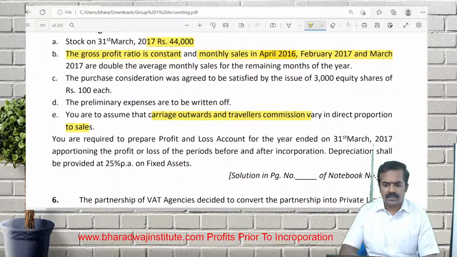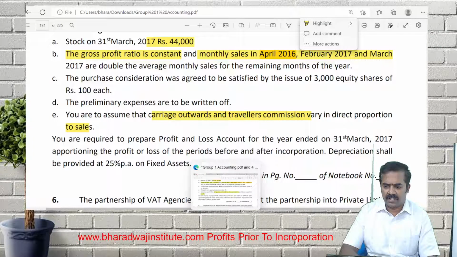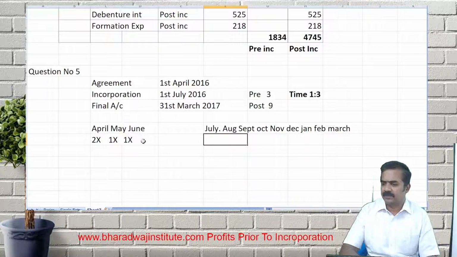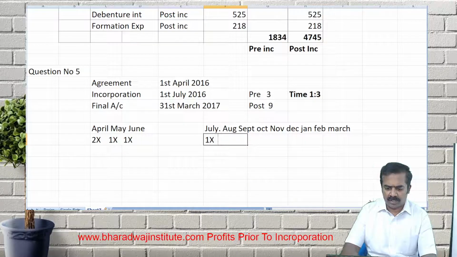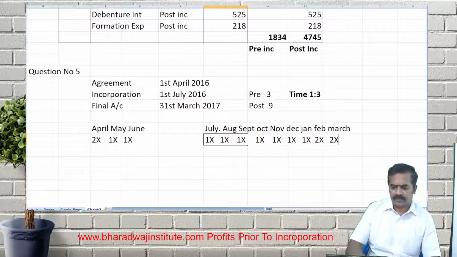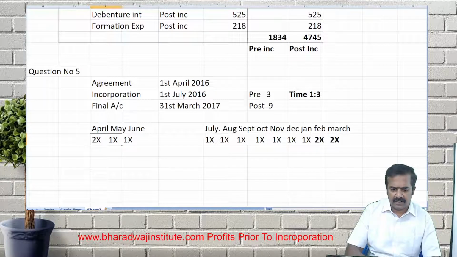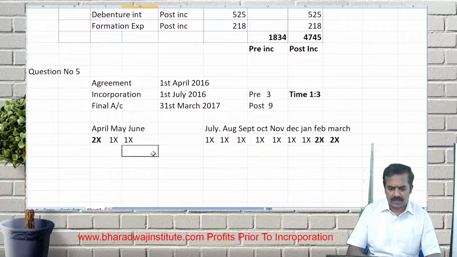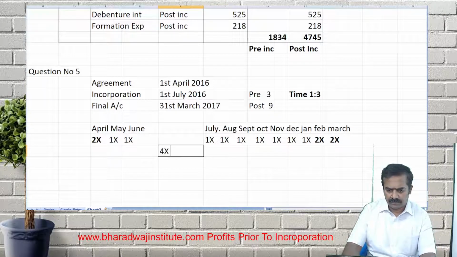What have we said? April 2016 is 2x. May, June will be 1x. In July how much? 1x, August 1x, September 1x, October 1x, November 1x, December 1x, January 1x, February 2x, March 2x. February and March are given double. April month is given double. So how many x come? 4:11.